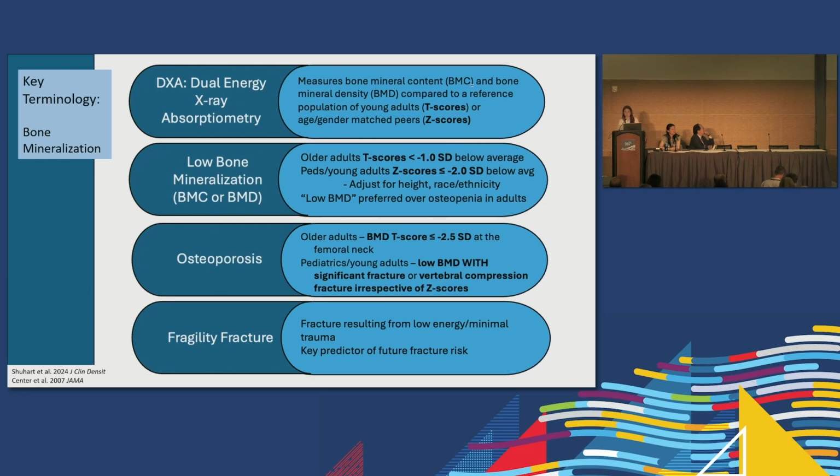Osteoporosis is characterized by low bone mass and alteration in the microarchitecture leading to fragility. In older adults, that's a T-score less than -2.5 standard deviations below the mean at the femoral neck. In children, teens, and young adults, we don't diagnose osteoporosis based on Z-scores alone, but you would have either low bone mineral density with a significant fracture risk, and by that I mean two long bone fractures or a low trauma femur fracture. Alternatively, if someone has a vertebral compression fracture, irrespective of the Z-scores on their DEXA report, you would consider that osteoporosis in this age group.